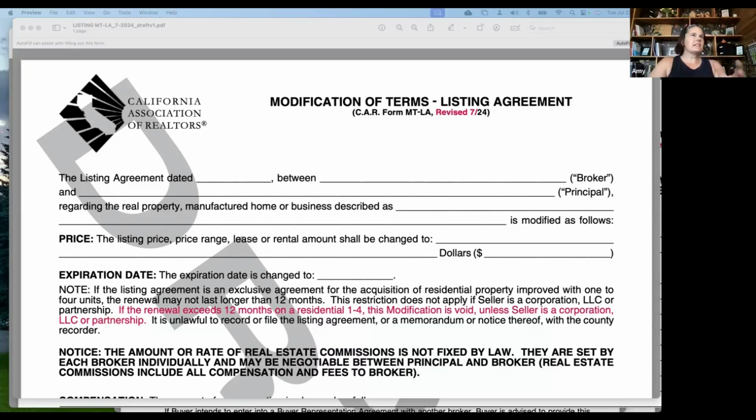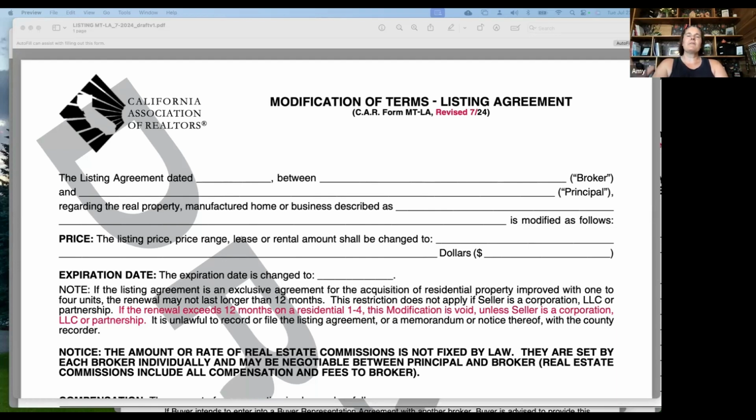So they keep changing the name of this form. It used to be called modification of terms, which is where the MT came from in the acronym. Then they called it modification of listing agreement and buyer representation agreement or something really long, where if you searched modification of terms, you'd never find it, although the abbreviation was still MT. And now they've broken it apart into 2 modifications. They did this in June, and then they revised it here in July to be released tomorrow.